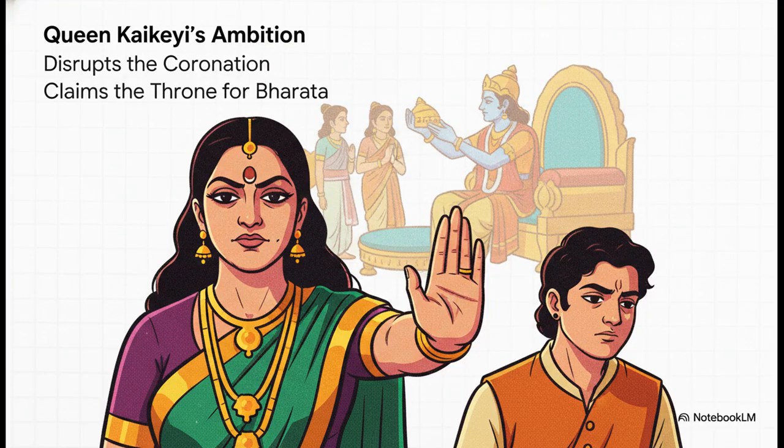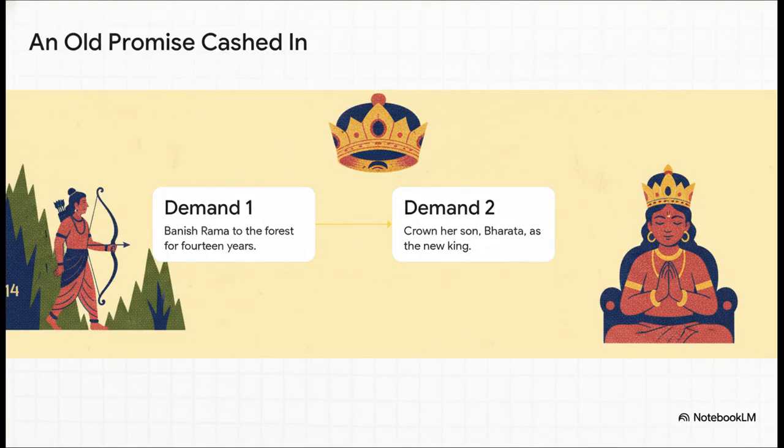Queen Kaikeyi, who happens to be the king's favorite wife, suddenly steps in. She's the mother of Rama's half-brother, Bharata, and she does not want Rama on the throne. Nope, she wants her son to be king. And how does she pull this off? Well, years ago, the king promised he'd grant her any 2 wishes she wanted. And now, she decides to cash in that promise.